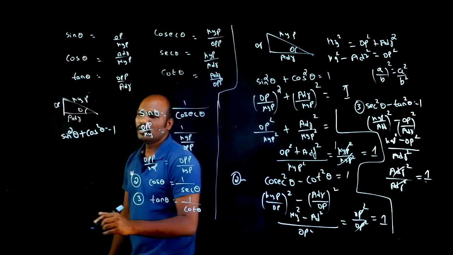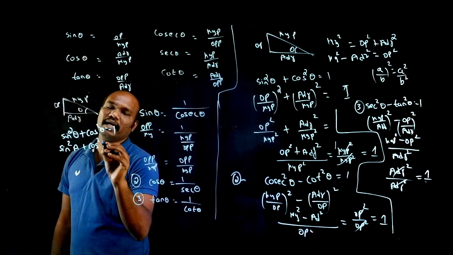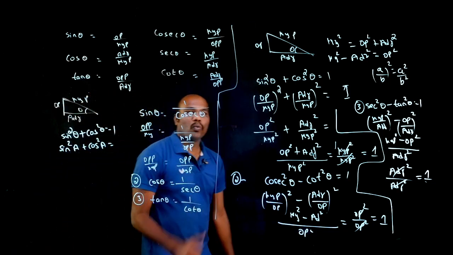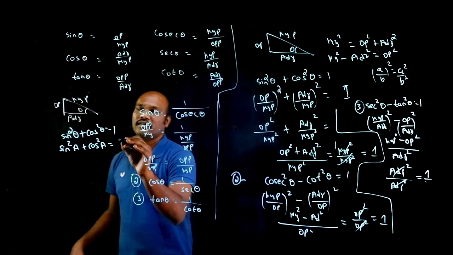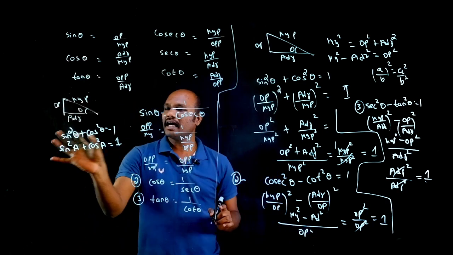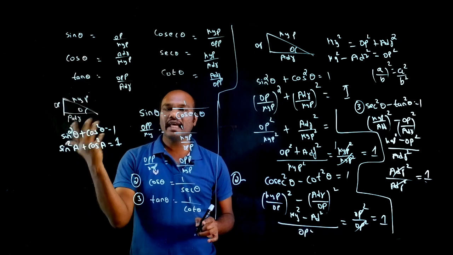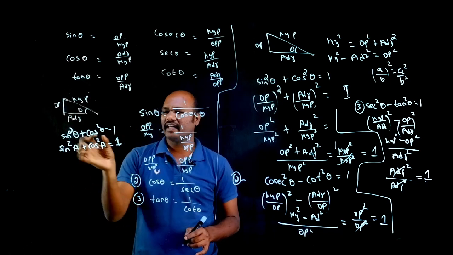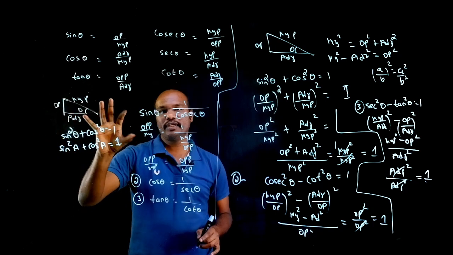See, if I ask you, what is sin square A plus cos square A, what will be the answer? The answer will be 1. The thing you have to observe is that both angles should be the same. It shouldn't be only theta. It can be A, B, C, F, anything. Sin square of anything plus cos square of the same thing should be equal to 1.